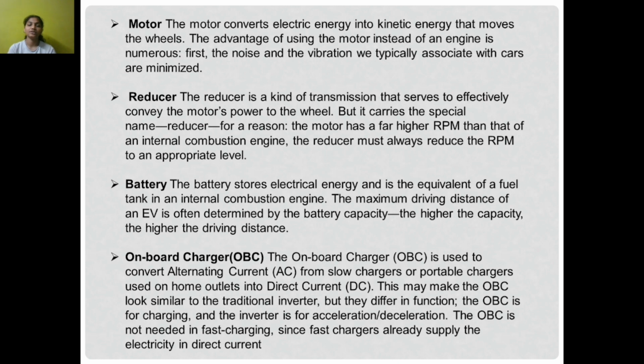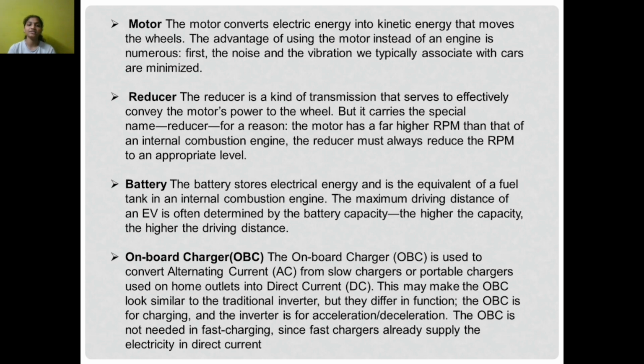Reducer. The reducer is a kind of transmission that serves to effectively convey the motor's power to the wheel, but it carries the special name reducer for a reason. The motor has a far higher RPM than that of an internal combustion engine. The reducer must always reduce the RPM to an appropriate level.